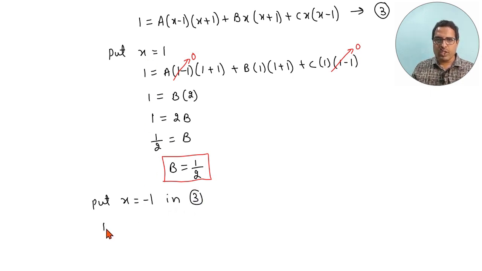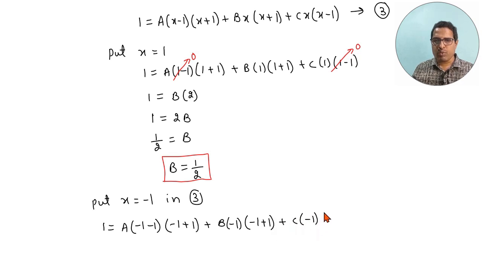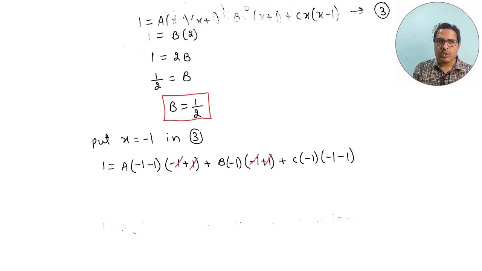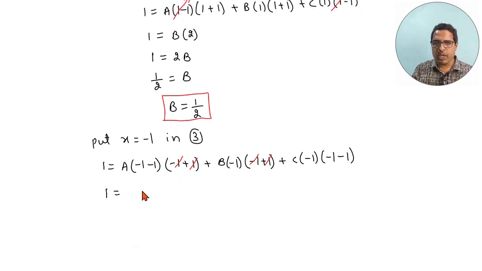So we get 1 is equal to a into (x minus 1), where x is minus 1, into (x plus 1), plus b into x, where x is minus 1, into (x plus 1), plus c into x, where x is minus 1, into (x minus 1). We see that minus 1 plus 1 gets cancelled, so this term becomes 0 and this also becomes 0. The first term has completely become 0, and the second term has completely become 0.